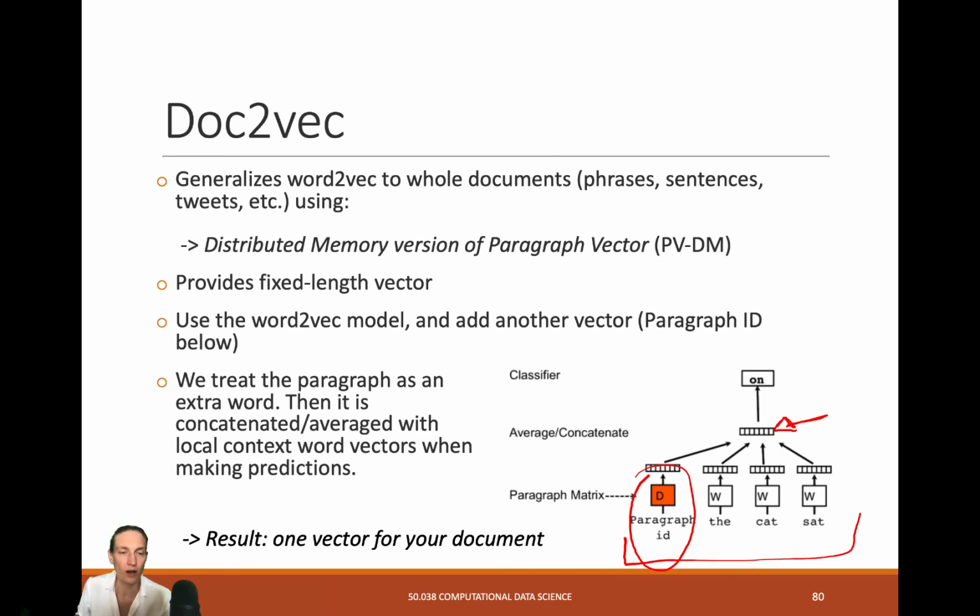It is called a distributed memory version of paragraph vectors, but as I said, this is just for your information. We are not actually going to be looking at this in detail. So the paragraph vector, when we're training the model, is concatenated or averaged with the local context word vectors to predict the next word. And this prediction task changes the word vectors and the paragraph vectors to become one document vector.